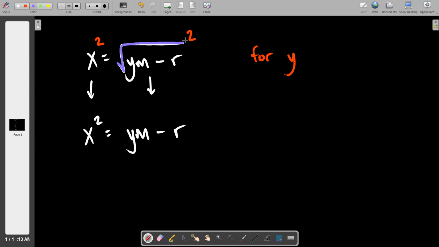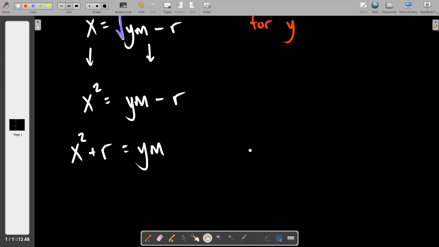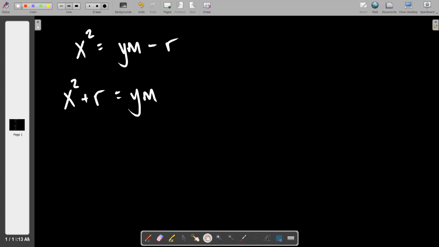Do you follow? And I know initially I heard you guys saying things like y squared and m squared, but you understand that that exponent, that red exponent of 2, never gets a chance to go in. He gets taken out by the root. And then the rest from here is cruise control, I think. So what do we do to solve for y? Add r, and we get x squared plus r equals ym. And then, of course, the last step to solve for y is we divide by m. So we wind up with y equals x squared plus r divided by m.